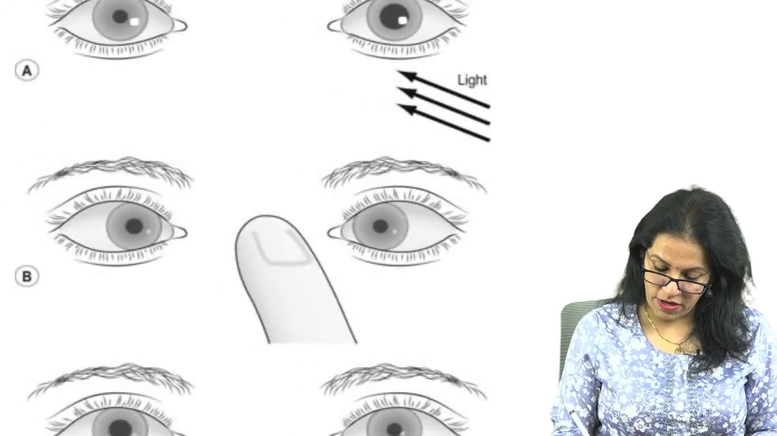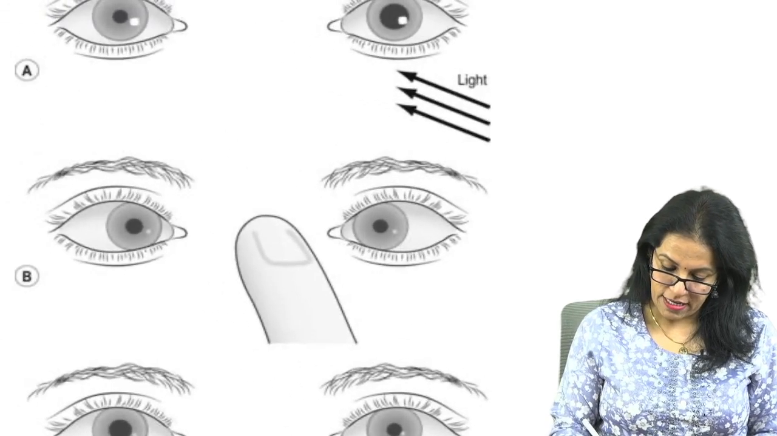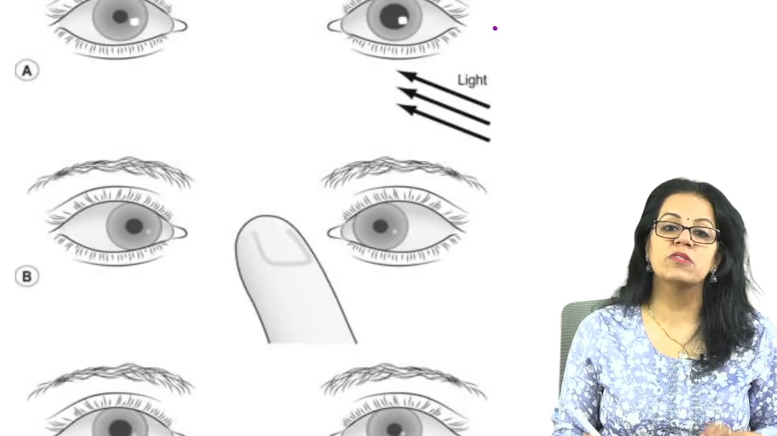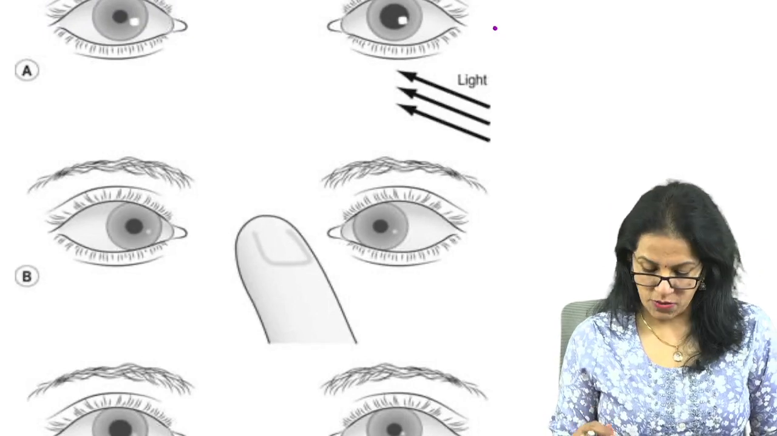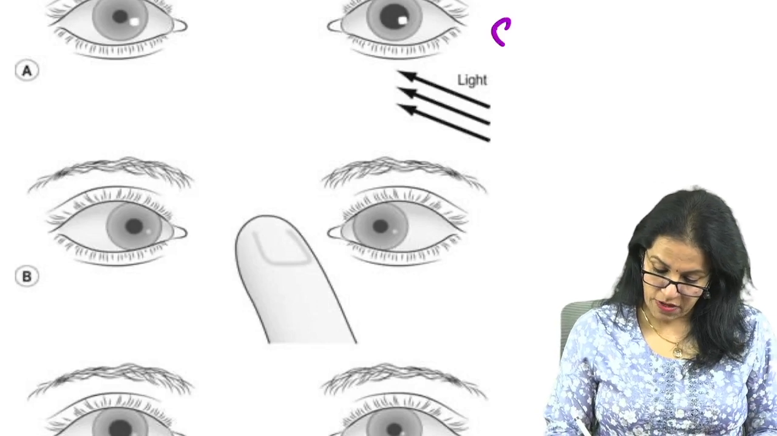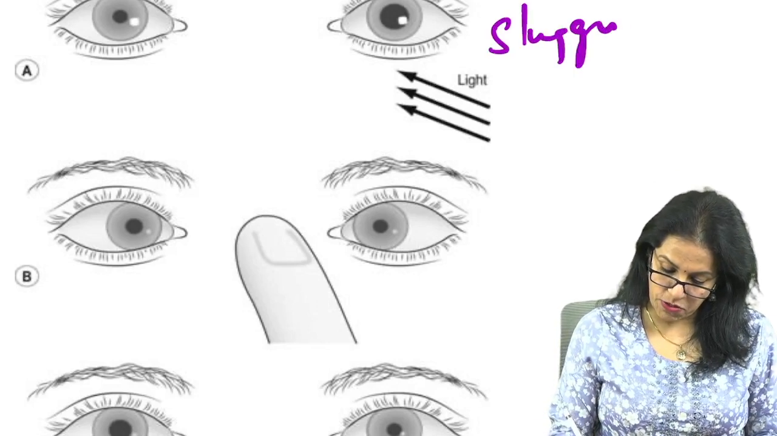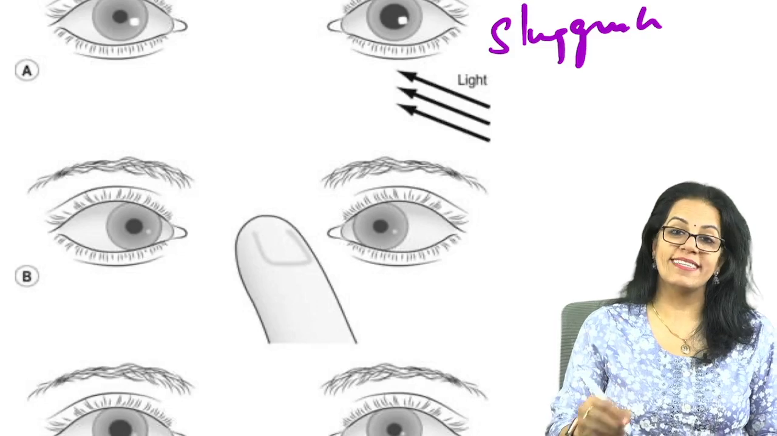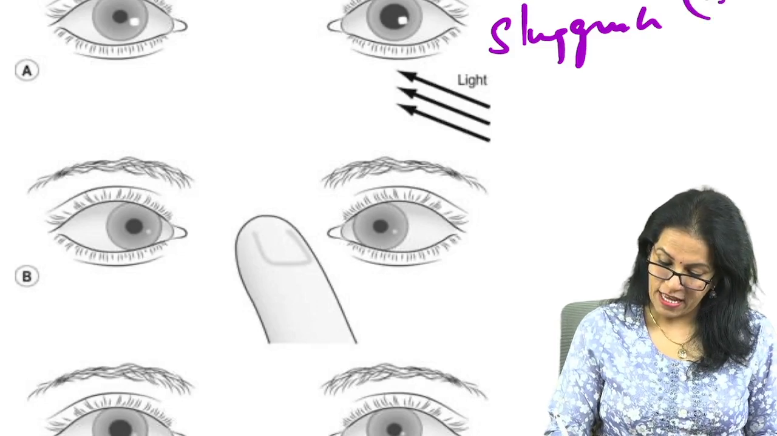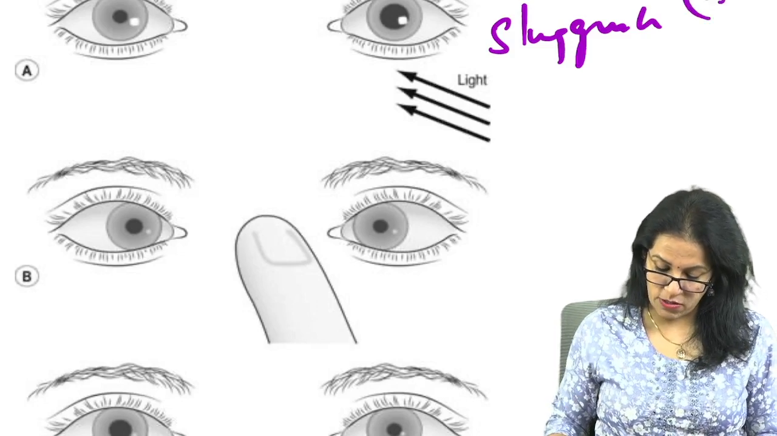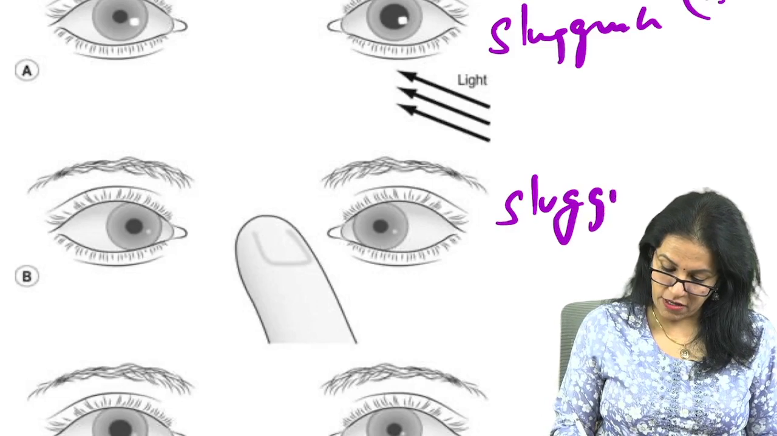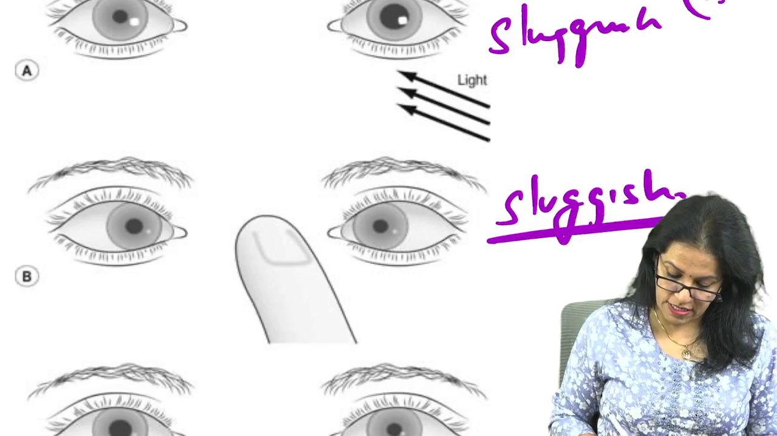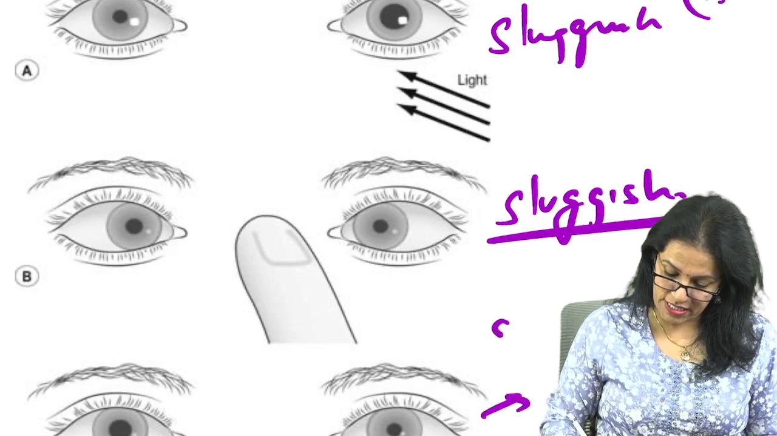When you're showing the light, look here. It is not reacting to light. Almost nil, very sluggish, or it can be just absent, right? Very sluggish or absent, you should note down. But in this question, it is saying it is absent. When you talk about the near reflex, it is okay, but again sluggish. And when you are removing the finger, the pupil is still constricted. It is not coming back to normal, isn't it?